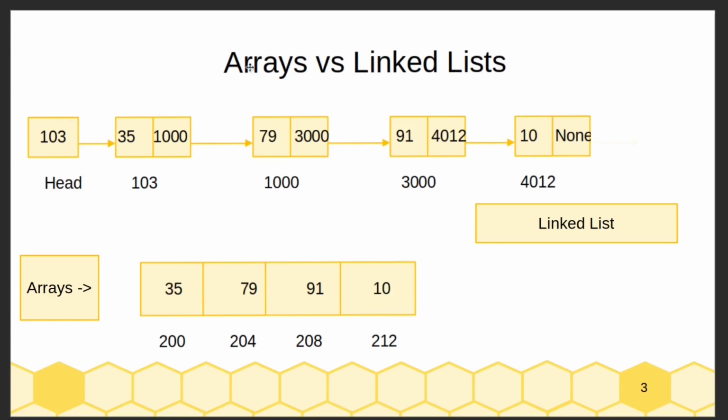So what's the difference between arrays and linked lists? You can see this is the representation for an array, and this one is for a linked list, where this is the head, or you can say the start pointer, which tells us where the linked list starts. In this case, it's starting from address 103. And these are the addresses for other nodes in the linked list. So let's see the main differences between them.